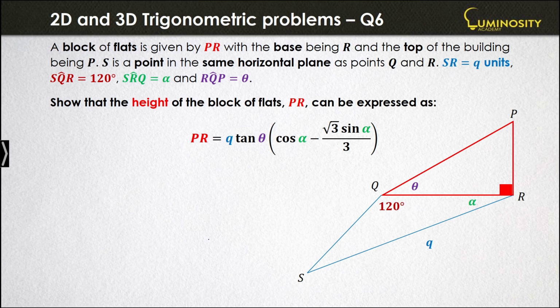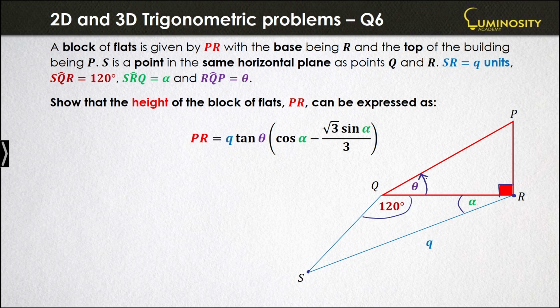A block of flats is given by PR with the base R and the top of the building being P. This is perpendicular to this floor, RQ, and we say that R and Q are in the same horizontal plane as the point S over here. SR is given as q units. SQR is given as 120 degrees, so in this floor triangle, SRQ is given as alpha. And then the angle of elevation from Q to P here is theta degrees.